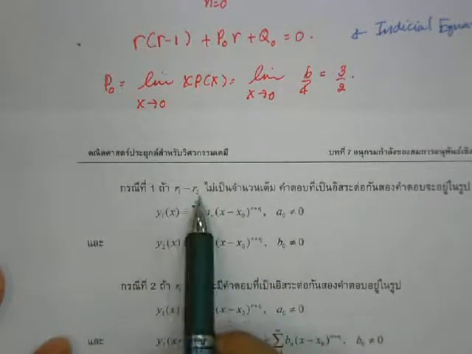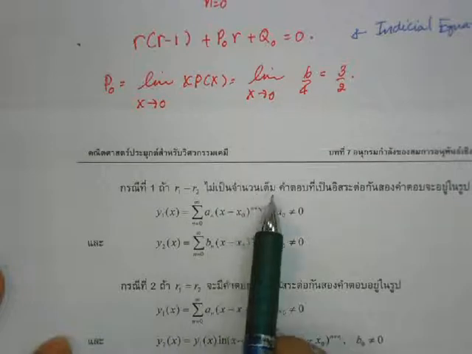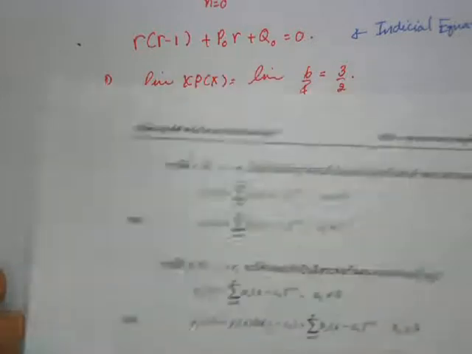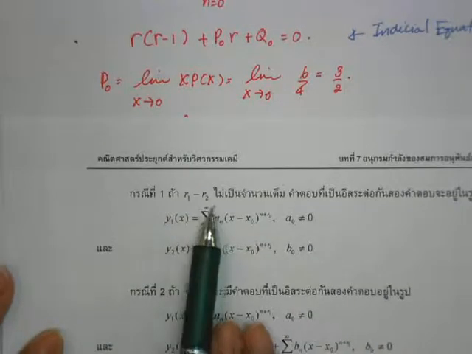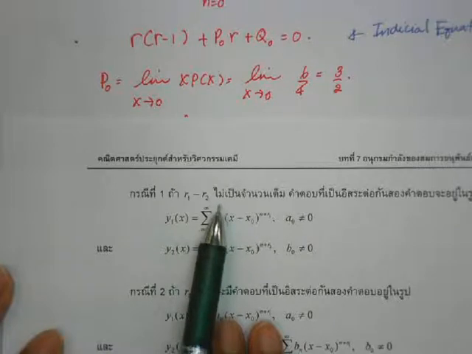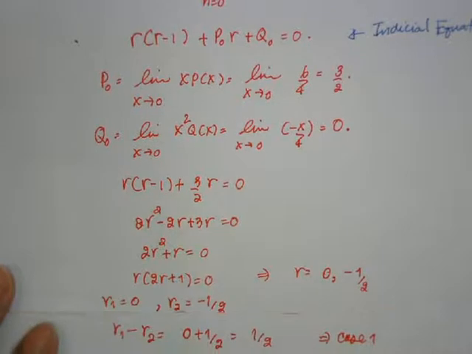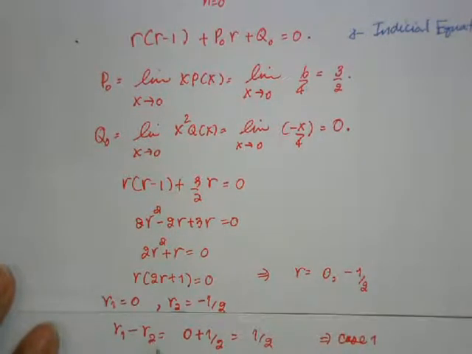That is case 1, where r1 minus r2 is not an integer, right? Is 1 over 2 an integer? Integer in Thai we call จำนวนเต็ม. Is it whole? Not whole. The first case says that r1 minus r2 is not an integer. So with this problem statement, it fits case 1.